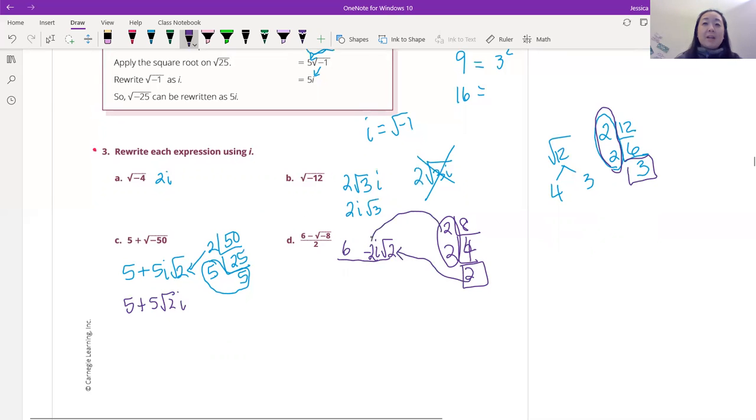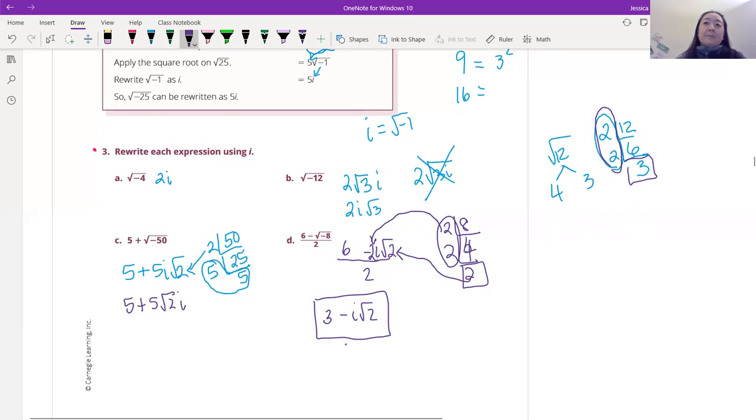So this leftover goes right here, and this pair is going to be right there. And then it's going to be divided by 2. Can I simplify this? Yes. If you divide 2i by 2, you can still do that. So this is going to be 6 divided by 2, which is 3, minus i root 2.